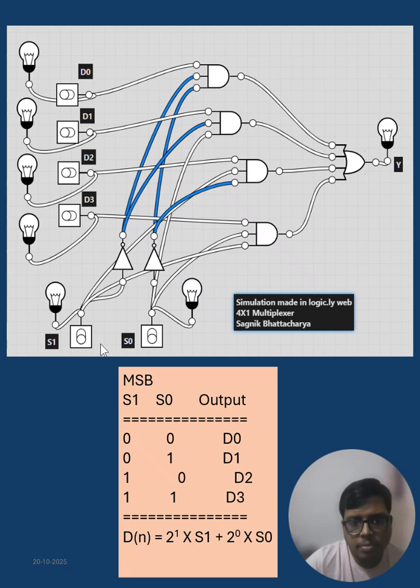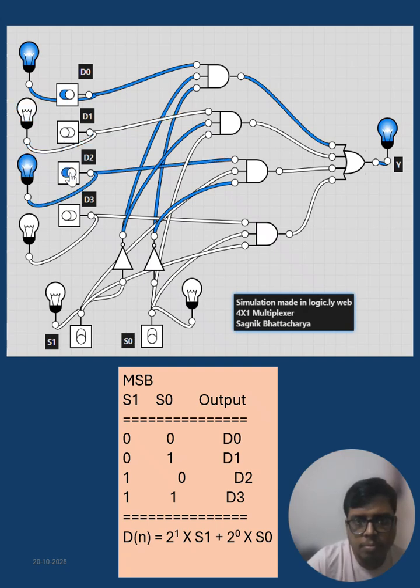Now I have made this circuit in an online simulator. Here two selector switches S1 and S0 are off, and all the switches are off, so the output is also off. Now for this condition, when S1 and S0 are both 0 0, if we keep D0 on, we will see both the LEDs are glowing. If D0 is on, Y is on, D0 off, Y is off. In any of these cases, if I change D1, there is no change in the output. If I change D2, there is no change in the output. If I change D3, there is also no change in the output.